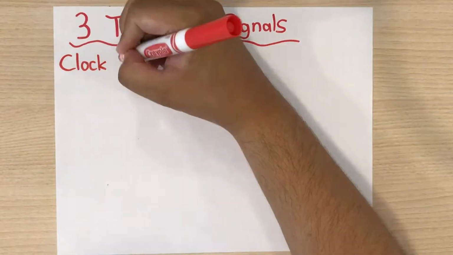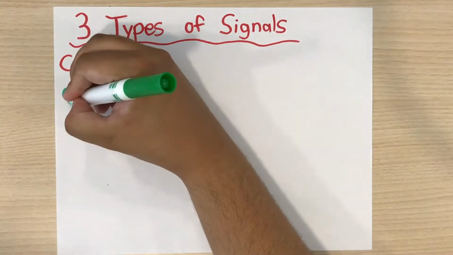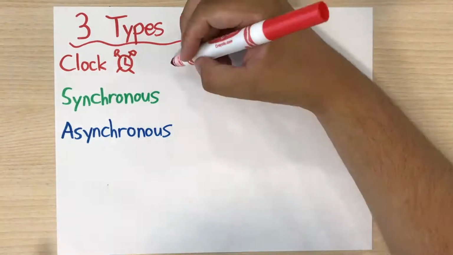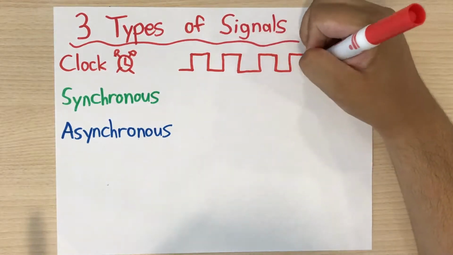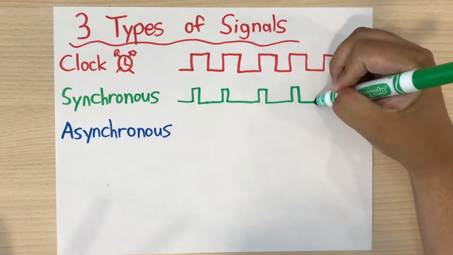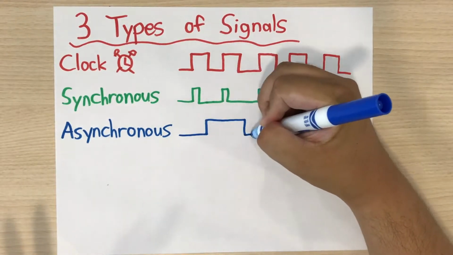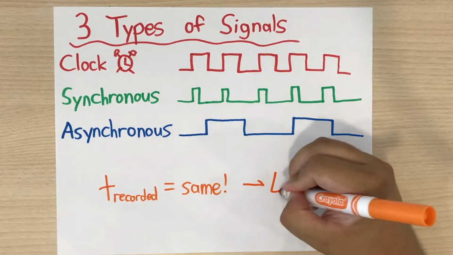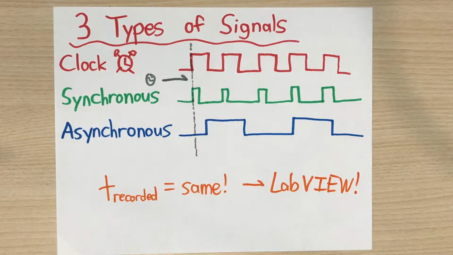You see, we're working with 3 types of signals: clock signals, synchronous signals, and asynchronous signals. Clocks are periodic square signals that provide a sampling frequency, so they remain constant during acquisition time. Synchronous signals are in line and correlated to these clock signals, and asynchronous signals aren't. So by using synchronous signals, the time recorded between acquired data is the same.